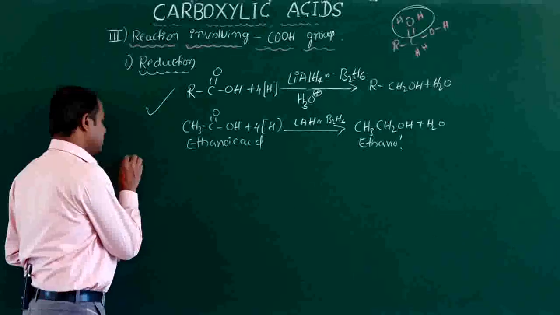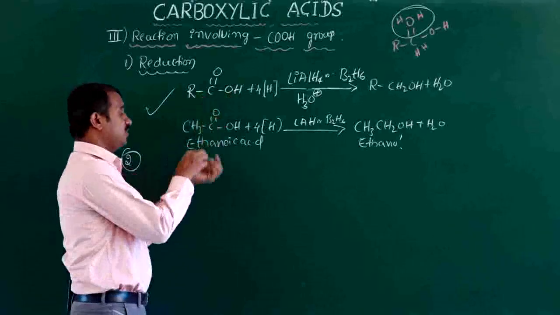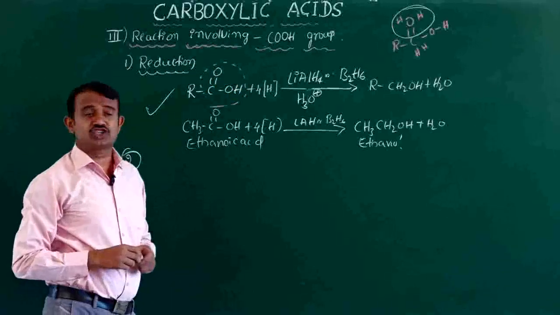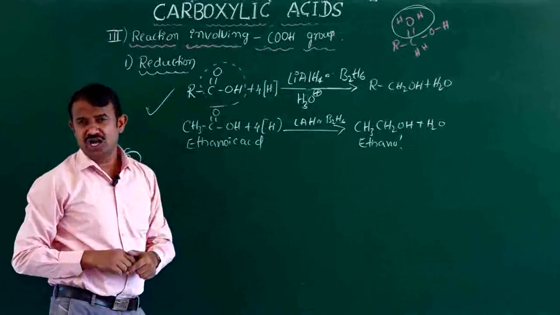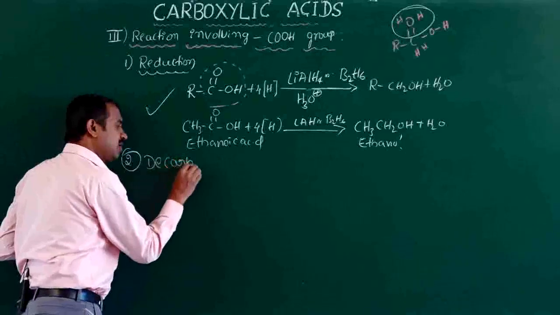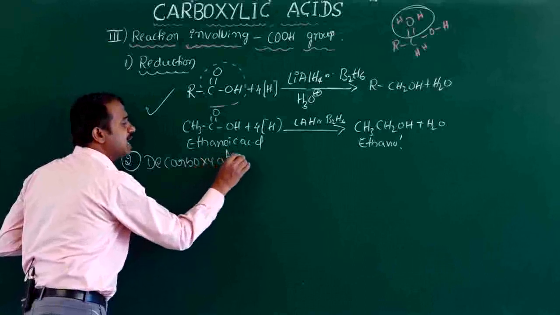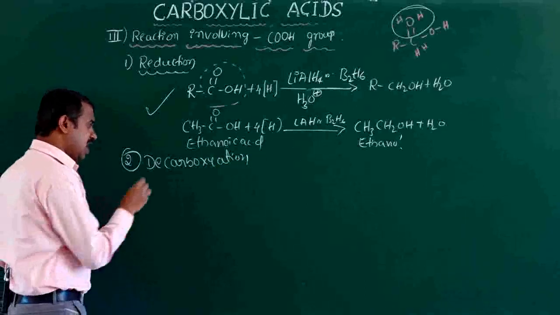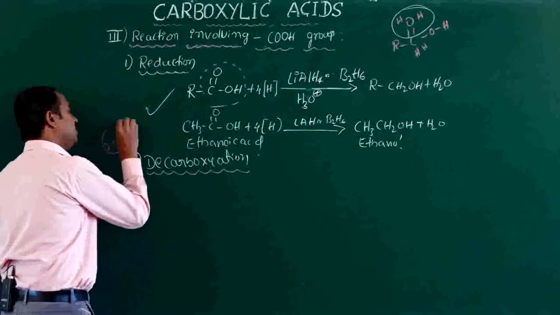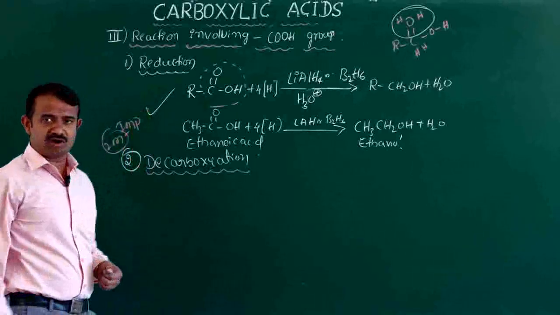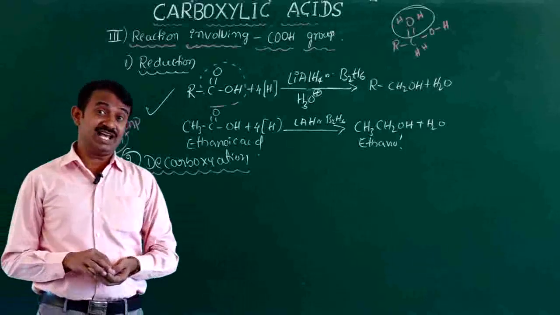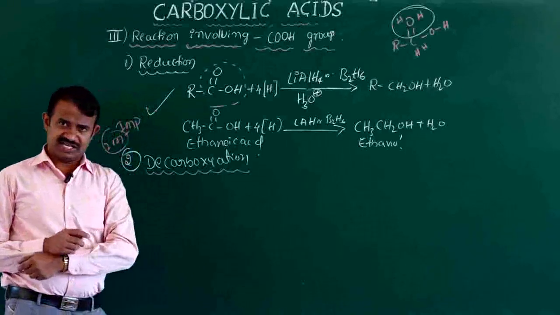Next we will go for another one. Listen here, the reaction involving the effect of the COOH group. COOH is converted to CH2OH. Next we will go for one important reaction that is called decarboxylation. Explain decarboxylation, they will ask this as a 2 marks question. Very, very important. We already discussed it in the previous year: preparation of alkane from carboxylic acid. What is decarboxylation?